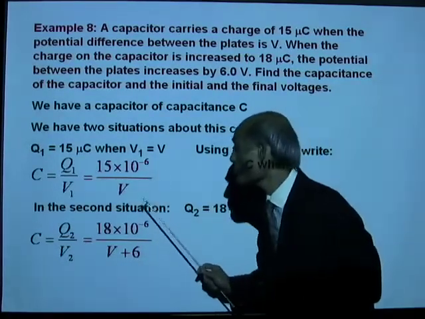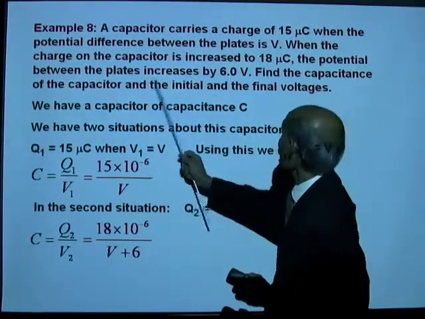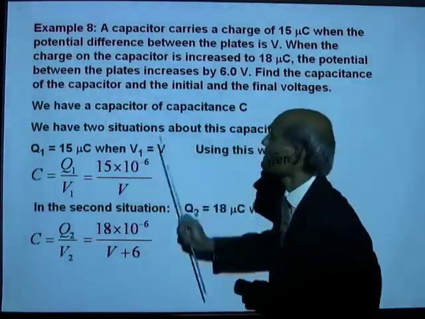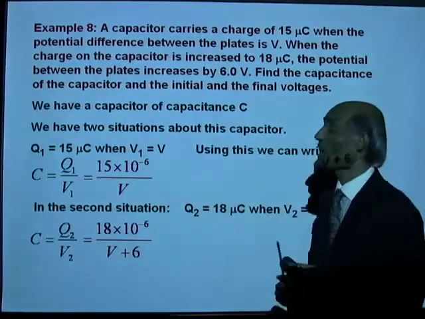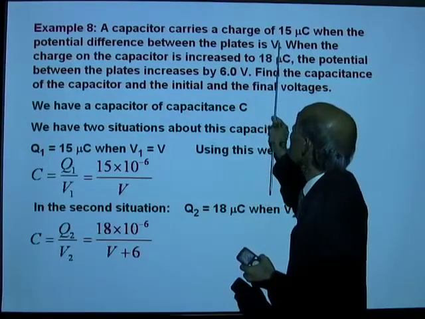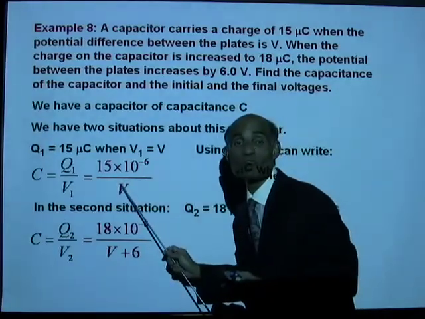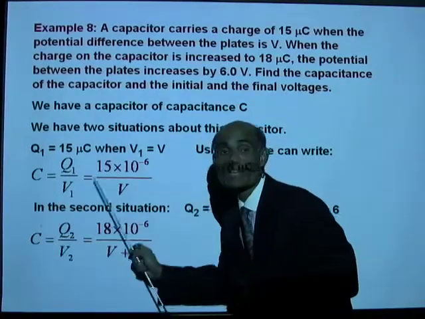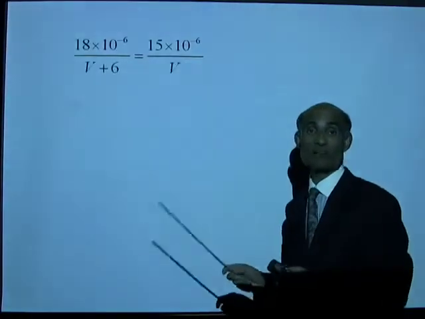So, how can you find the value of V? We need to find the capacitance of the capacitor. We need to find that C, and the initial and final voltages. In other words, we need to find this V, that's the initial voltage. Well, is there any way to find that V? Since both these quantities equal to C, we take these two quantities and equate them. Let's do that on the next slide.